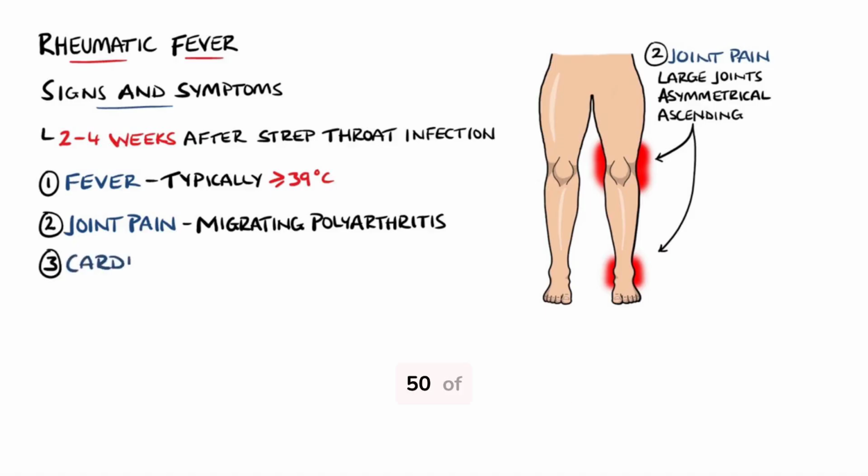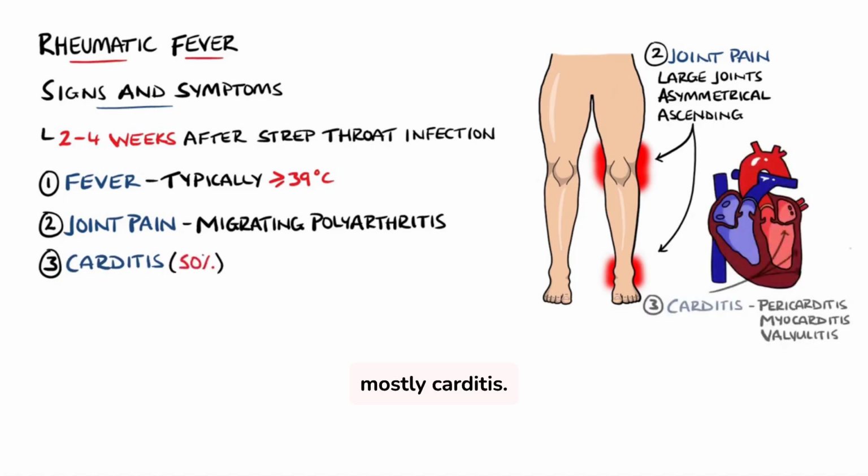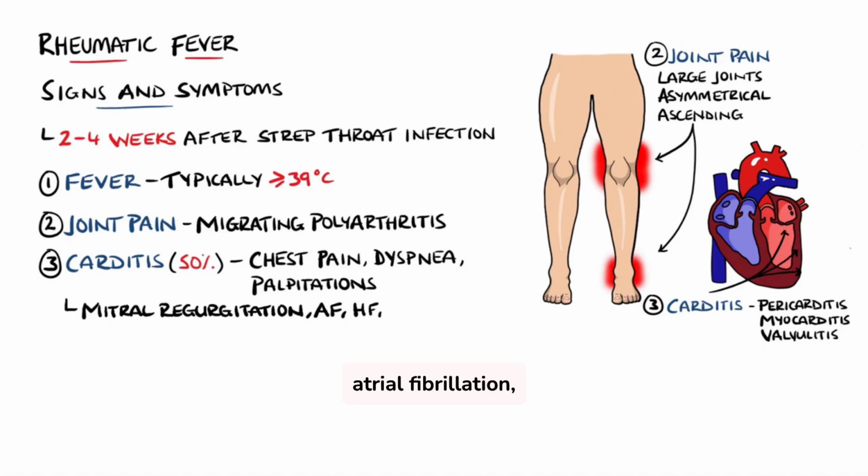In approximately 50% of cases, there is also cardiac involvement, which is mostly carditis. This includes pericarditis, myocarditis, or valvulitis. Collectively, these may present as chest pain, shortness of breath, or palpitations. Damage to the valves is not common in the first attack and is more associated with repeat attacks. Insults to the valves can lead to dysfunction, most commonly mitral regurgitation. Overall, rheumatic fever patients have an increased risk of atrial fibrillation, heart failure, and infective endocarditis.